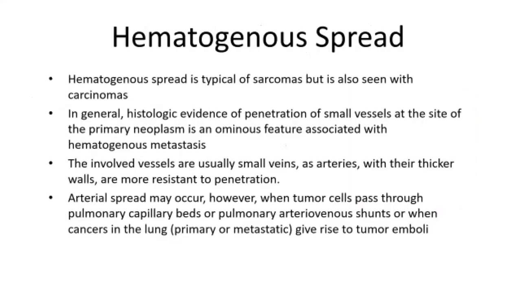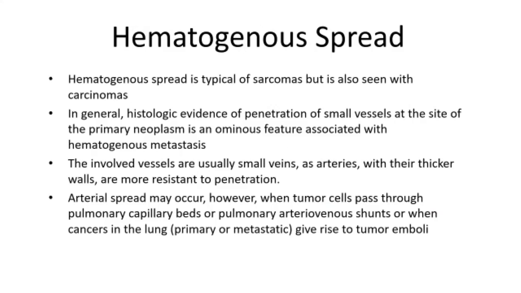The second thing is hematogenous spread. Here the cancer cells directly get access to the blood vessels. Because they get access to the blood vessels, they flow along the path of the blood vessels and deposit at the first site. Hematogenous spread usually happens through venous plexuses because they are wide bore. In general, histological evidence of penetration of small vessels at the site of the primary neoplasm is an ominous feature associated with hematogenous spread. Usually it happens in the veins.